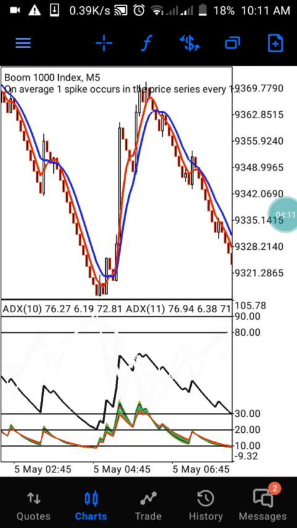Don't forget, I'm using the 5-minute time frame to trade this. Guys, you can use any time frame to do this, and our zoom level is just the third zoom level.